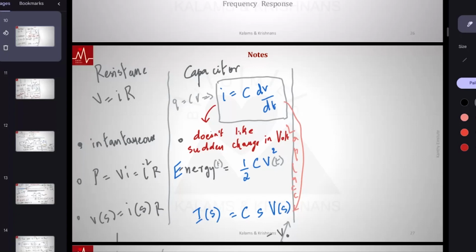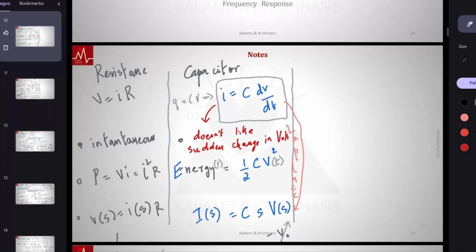Sarvani, why doesn't a capacitor like sudden changes in voltage? Simple explanation. Okay. Out of privacy concerns, I'll try to make it reasonably private. Jaya, right? Darshin, Janvi. Okay, anyone. Why doesn't it like sudden changes in voltage? A short 2-3 word explanation. Anyone? If voltage suddenly changes, what happens?